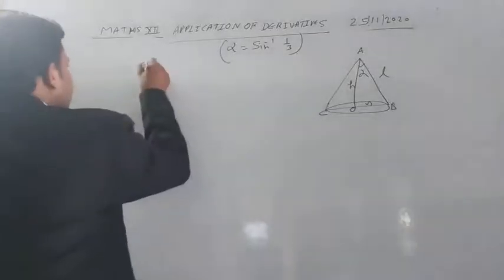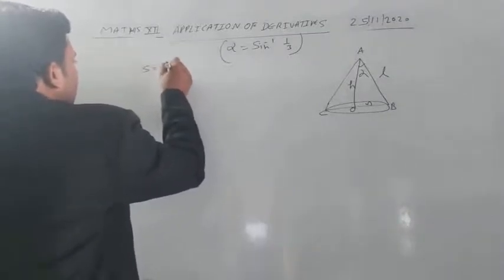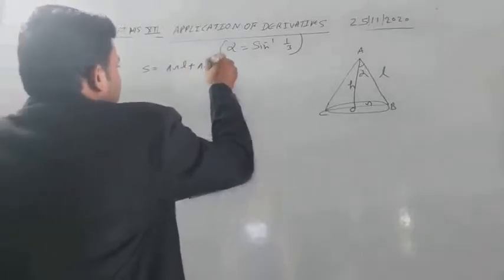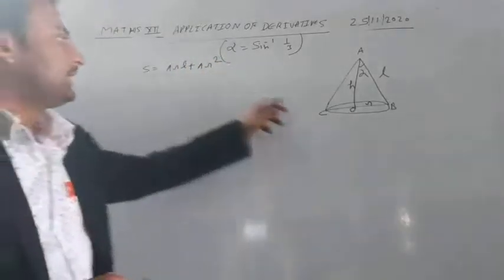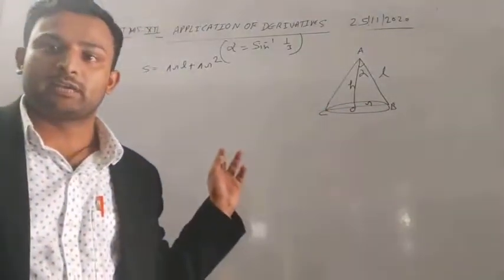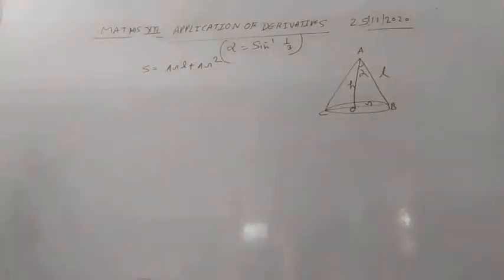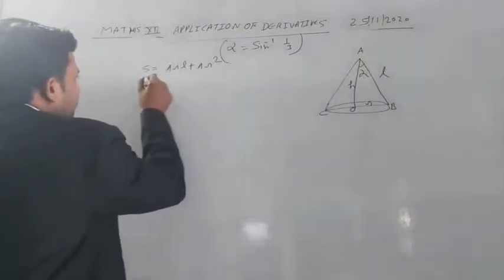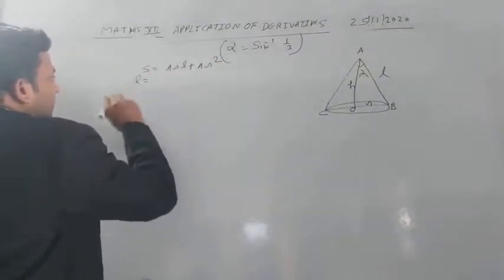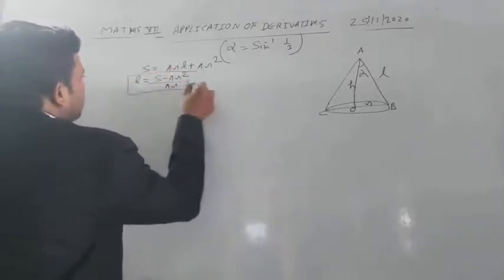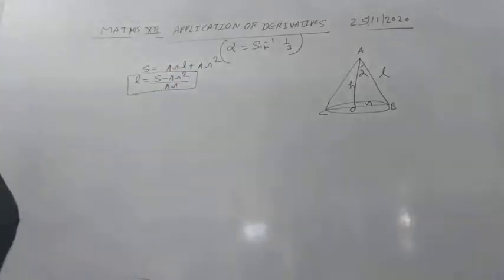So the total surface area S is equal to pi r L plus pi r square, the curved surface area and the area of the circle. It will be the total surface area of the cone. Now from here we will find the value of L, which is L equals S minus pi r square by pi r. This is our L.